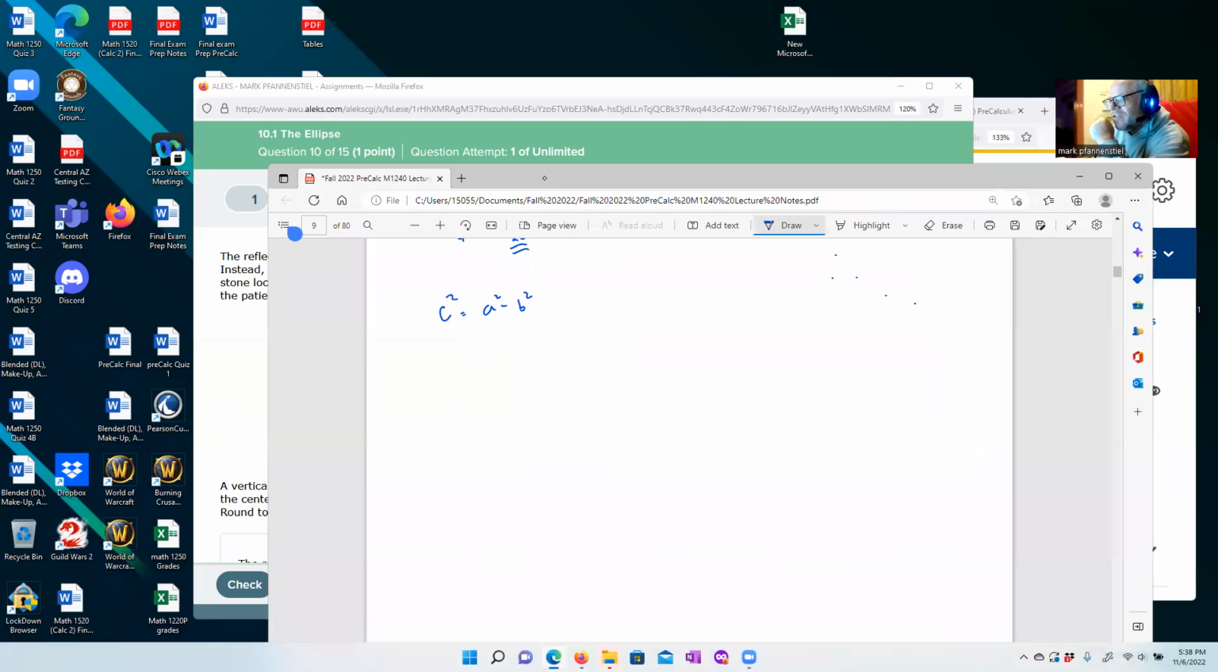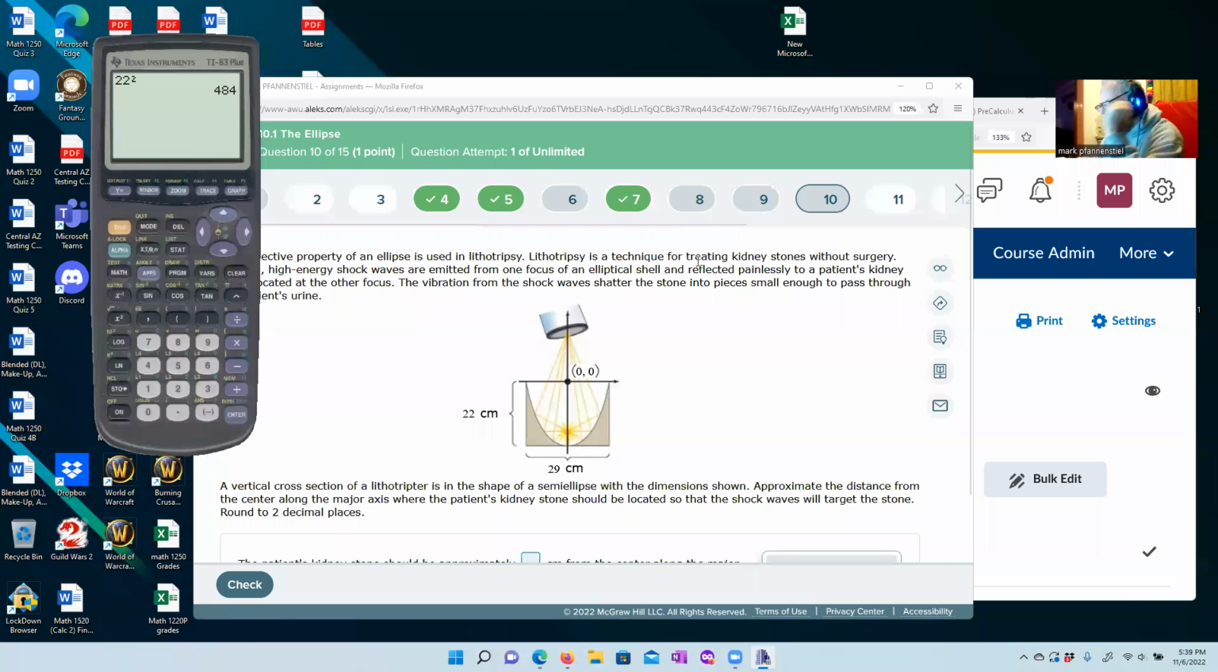We're going to take our 22 squared. I think that's 44. We'll double check. I brought my calculator back, so I went through and did 22 squared. Yes, it is 484. So we know the major axis term is going to be 484.